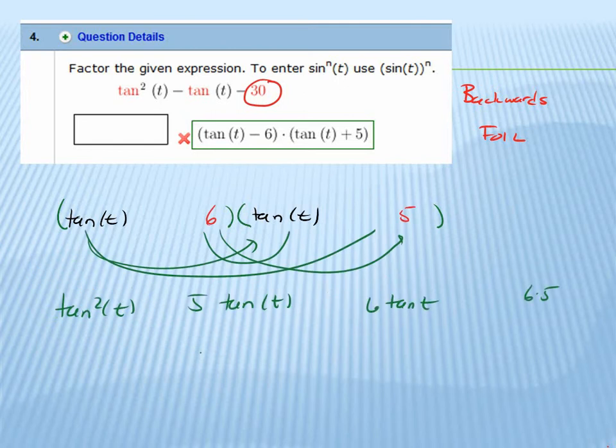Foil out your terms, and this is the terms I get. Tan squared setup works. 30 back here setup, because I picked it so. So my numbers were picked so that the first two and the last two were right on target. So I now have to check the outer and the inner so that they add up to be minus tan. And I can see that if I put a negative here and a positive here, it'll add up to be minus tan. There you go. So it's a backward process.